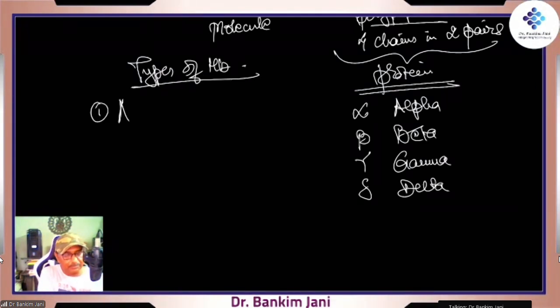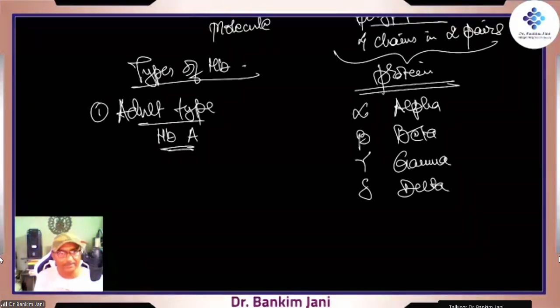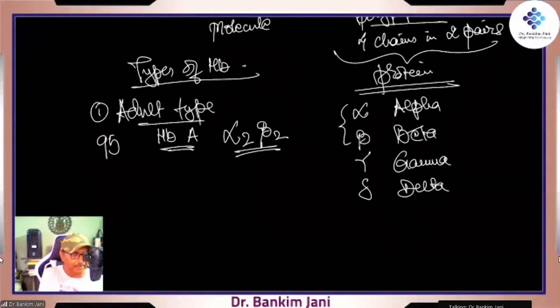So the first type, which we say is the adult type, right? This is the adult type. So most of the humans have this. It is called hemoglobin A. A stands for adult, simple, adult. And this is the most common, and it is made with a combination of the first 2. So there are 2 alpha chains and 2 beta chains. So it is called alpha 2, beta 2. This is the most common. Almost 95% of our blood has this particular alpha 2, beta 2, hemoglobin type A. This is the first one.